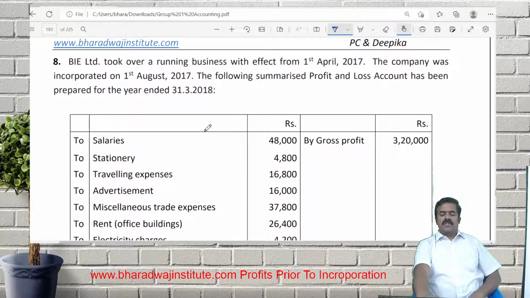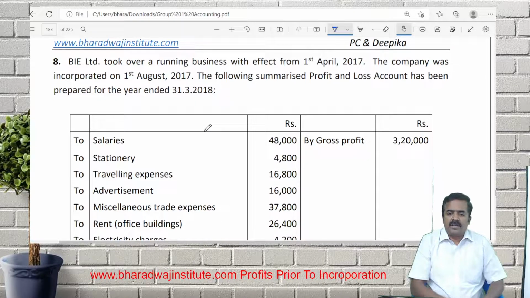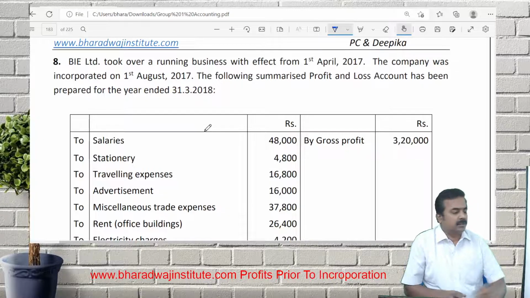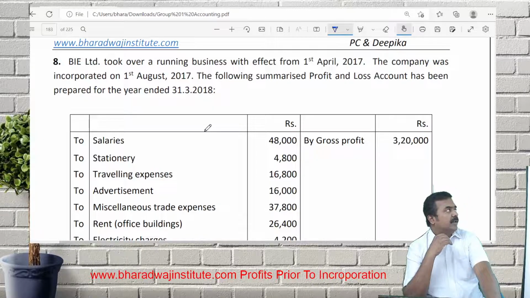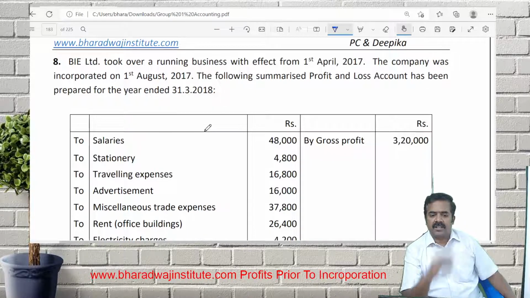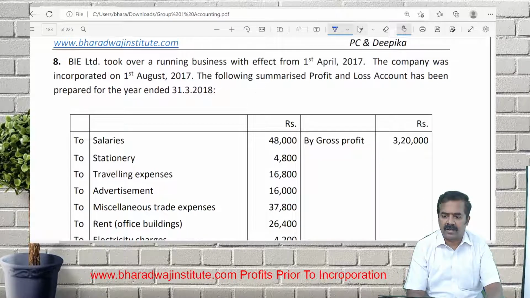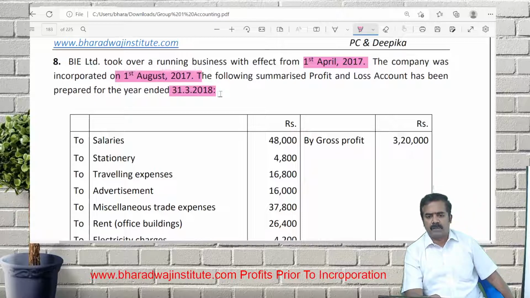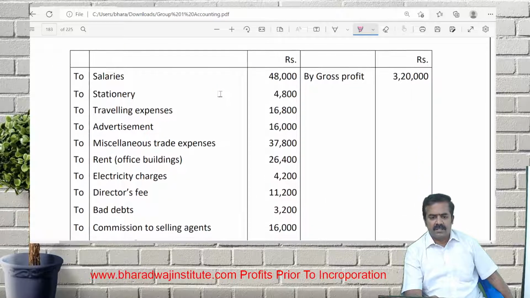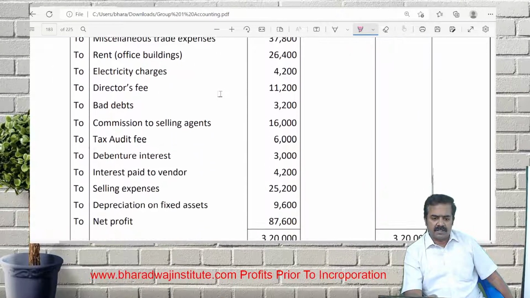Okay, go to question number 8. BAE took over the running business with effect from 1st April 2017. The company was incorporated on 1st August. We took over from 1st April. The P&L account is given up to 31st March. So April to July, then August to March. We are given various expenses.